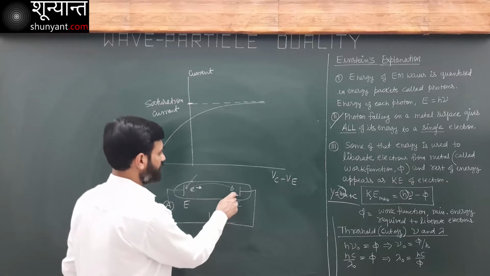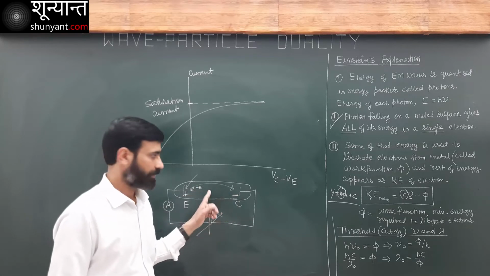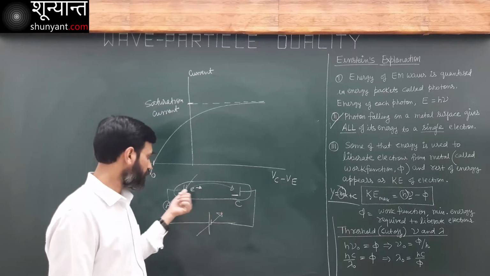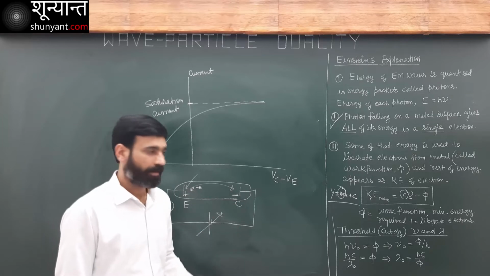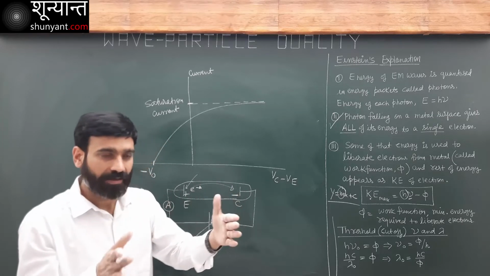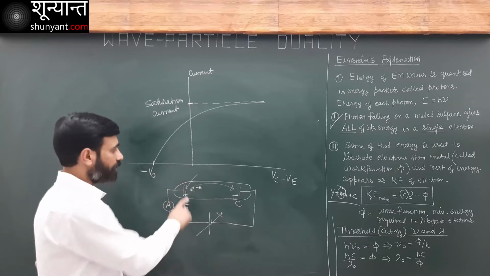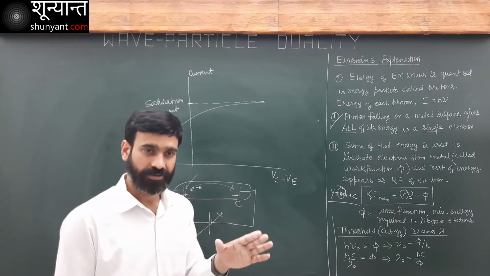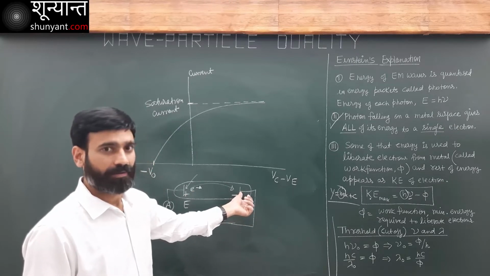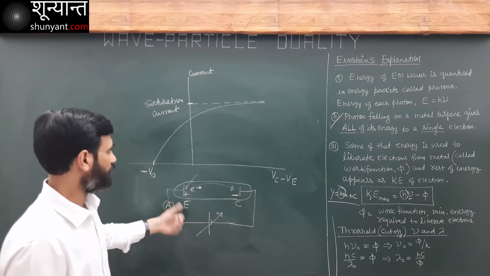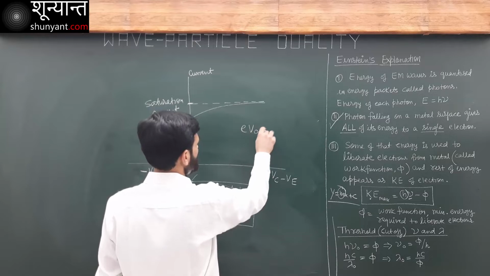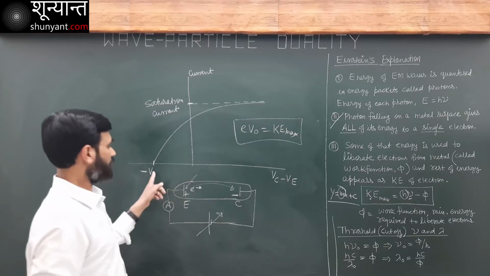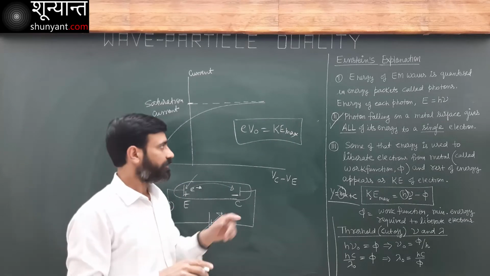Because this is at negative potential and this is at positive potential. Electrons are repelled from here and they are attracted towards this plate. They will not go there. If this difference is sufficiently high, sufficiently negative, no electron can reach here. Even the most energetic electrons will not reach here. It is known as stopping potential. It is equal to e times V naught is equal to kinetic energy maximum. So this potential difference is able to stop even the most energetic electrons.